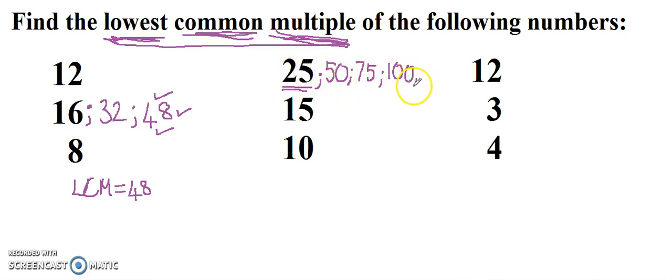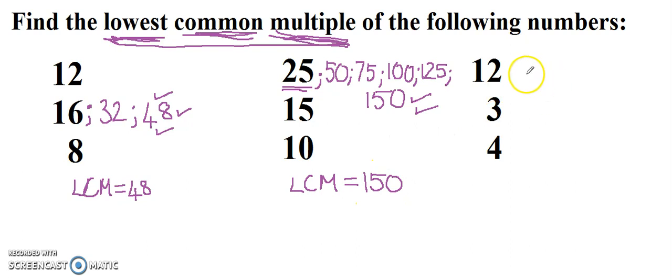And 25 times 5 is 125. Neither 15 nor 10 will go into that number. Let's do it again. 25 times 1, 2, 3, 4, 5, 6 gives us 150. 15 can go into 150, and so can 10. So that means our lowest common multiple is equal to 150.